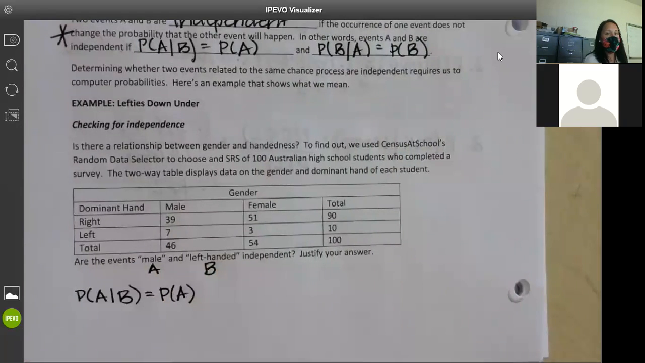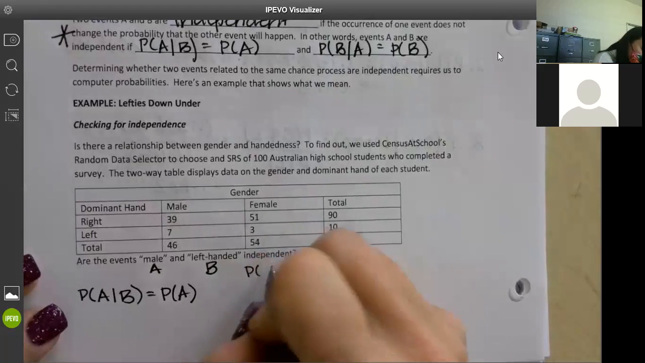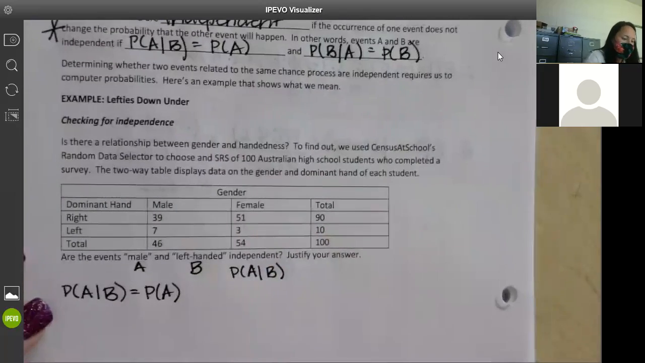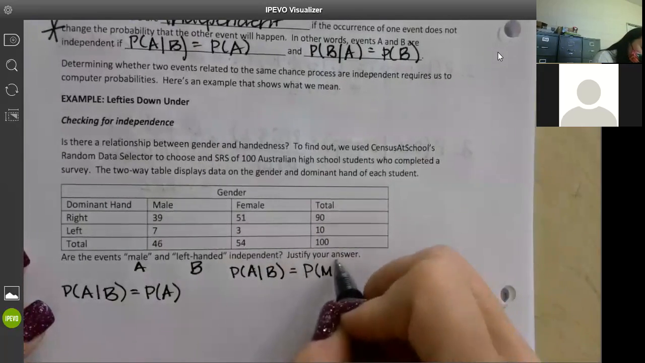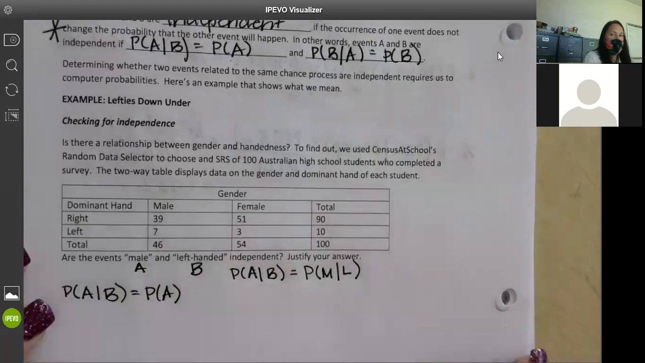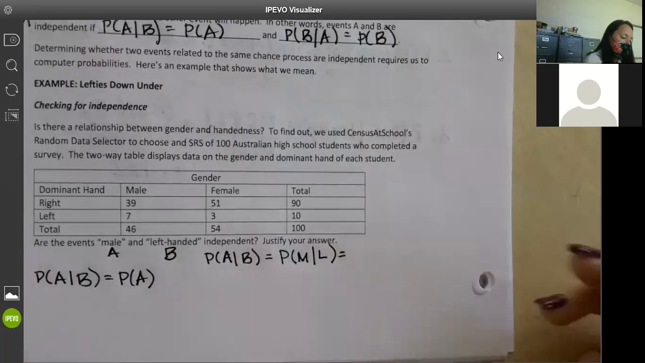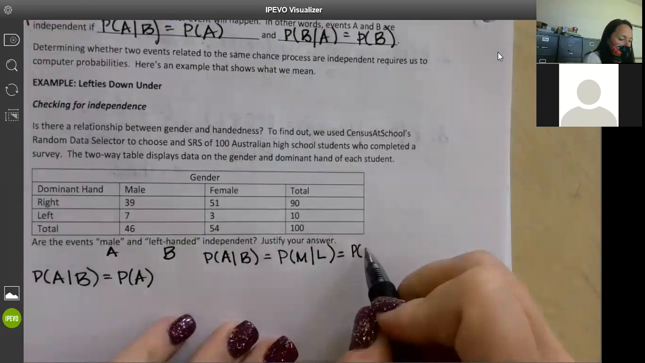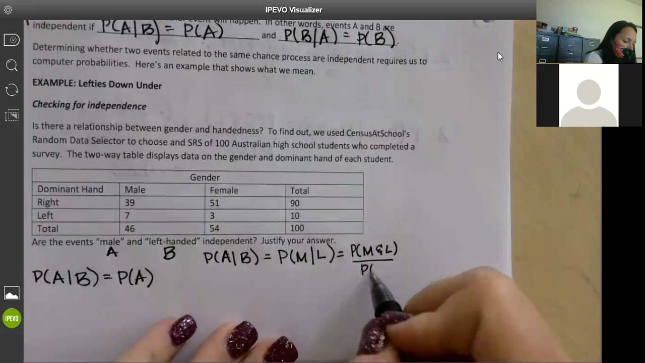All right, so this is what I'm checking. I'm checking to see if the percentages are the same. So what I'm going to do first is find the probability of A given B, which means the probability of male, given that they're left-handed. What's your given formula? Probability of male and left over probability of left.